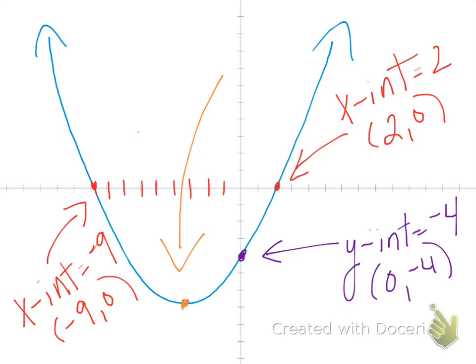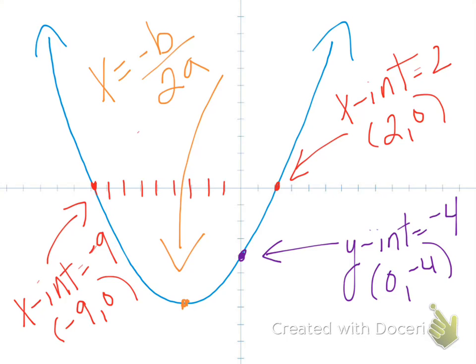Now there are ways to calculate the vertex. If you use a graphing calculator, you're calculating the minimum. If you're using the quadratic formula, you're using x is equal to negative b over 2a. Negative b over 2a is the vertex formula. It's the part of the quadratic formula that actually calculates the vertex.